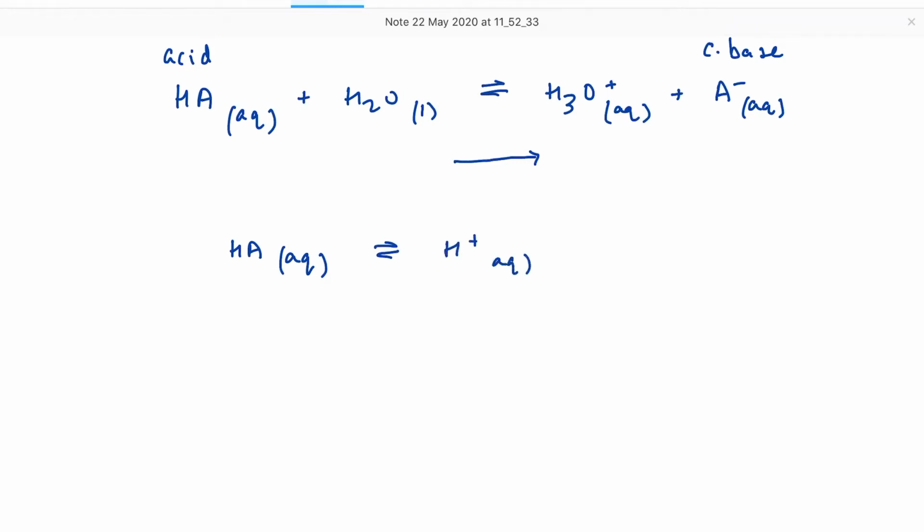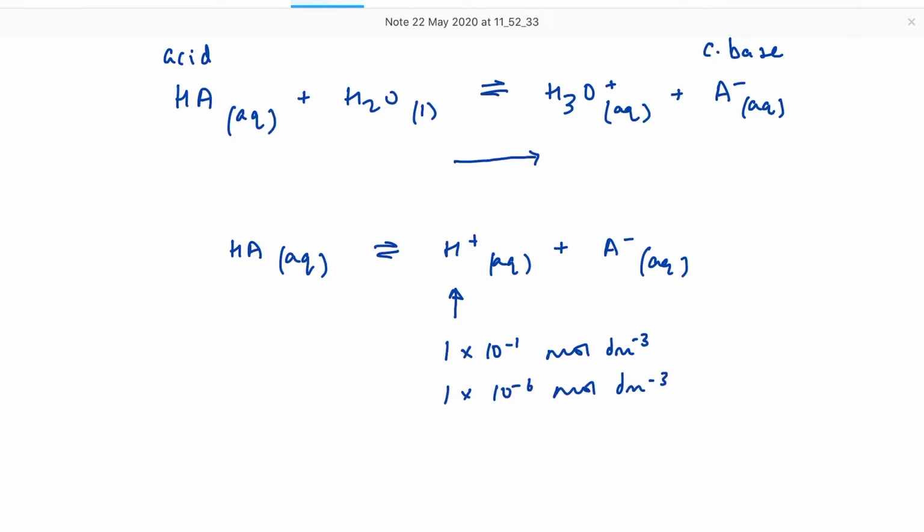H plus, A minus. So if the strength of an acid depends on the hydrogen ion concentration, we could just use concentrations of hydrogen ions to rank our acids, but the range is huge. It runs from round about 1 times 10 to the minus 1 mole per decimeter cubed, to around about 1 times 10 to the minus 6.